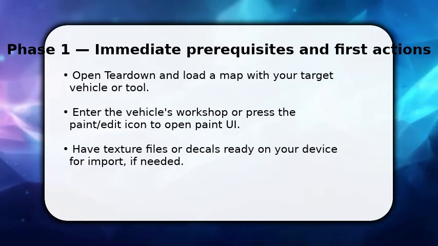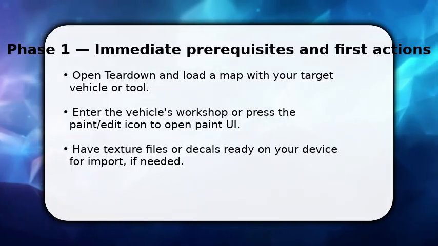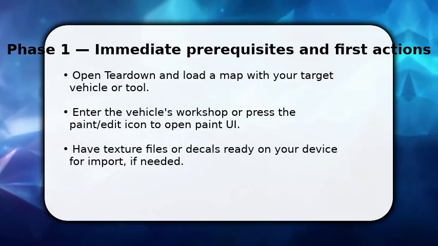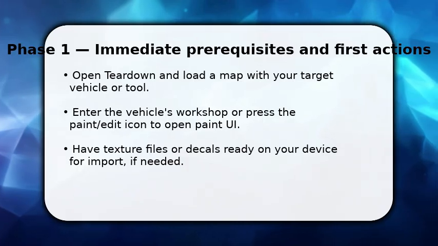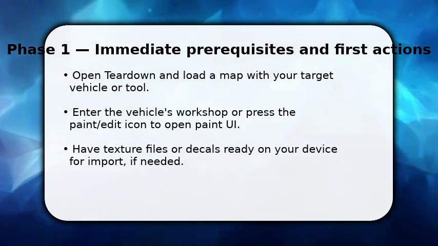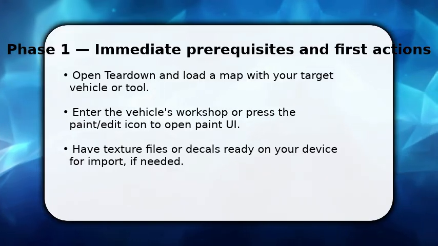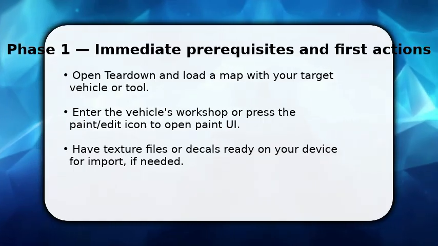You start inside the loaded map, open the vehicle workshop, and press the paint or edit icon to begin. Make sure you already have any decals or texture files available, because once the paint UI is active, you want to work quickly. First, pick the object or panel you will paint, then create a new paint layer. This first layer sets base color and coverage. Choose a clear base so subsequent layers blend predictably and save bandwidth.